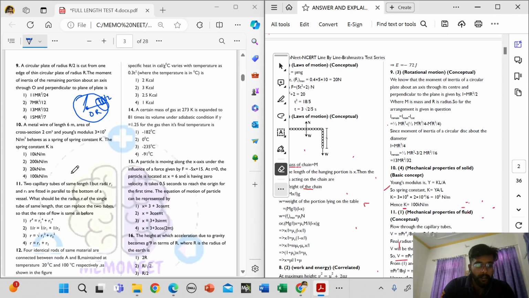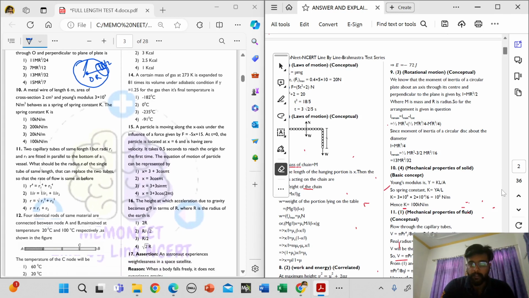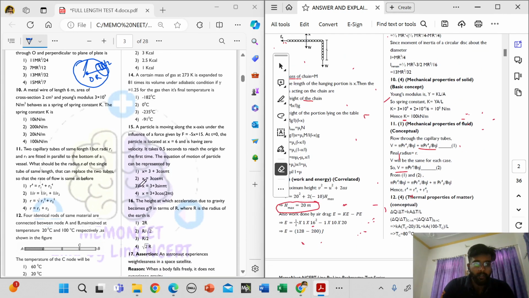Okay, now the next question, 11. Two capillary tubes of the same length L.